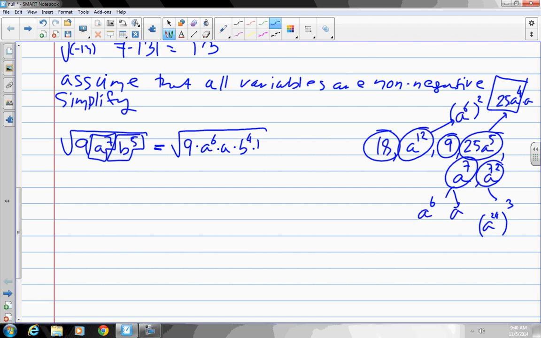B to the 4th times b. So now I can take the square root of 9. Square root of 9 is 3. I can take the square root of a to the 6th. What would that be? A cubed. You're just dividing the powers by the index. And in this case, it's 2.